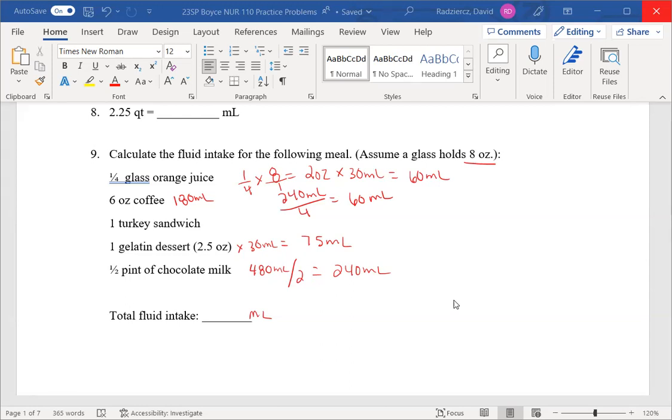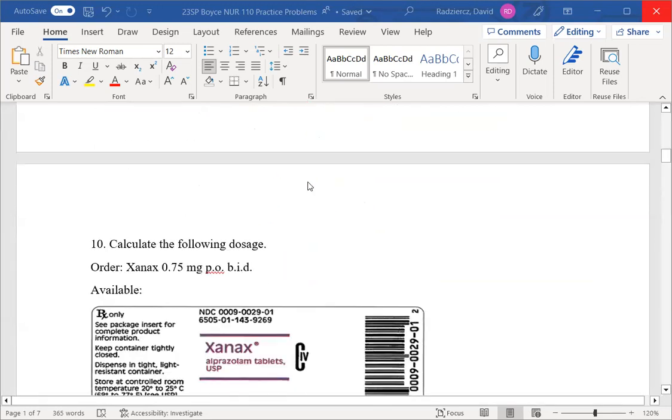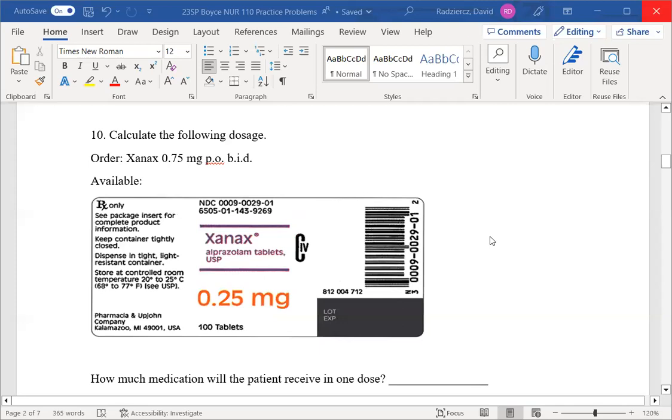Turkey sandwich, even if it tells you it's a 4-ounce turkey sandwich, that 4 ounces is referring to the weight of the sandwich. It's not referring to the volume. And then you would just convert all the liquid volumes into milliliters, and that would give you your total fluid intake. So what I want to do now is practice some of these problems associated with looking at labels and deciphering what you are administering to your patient.